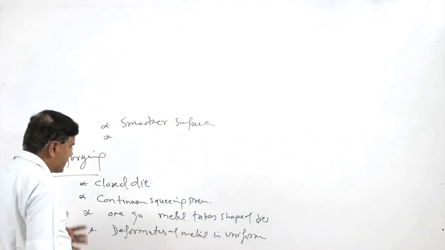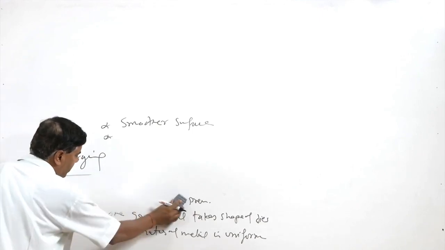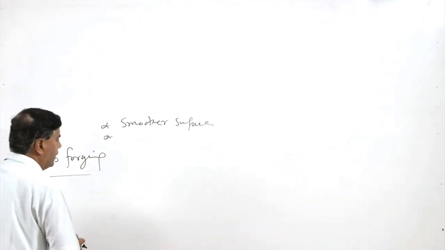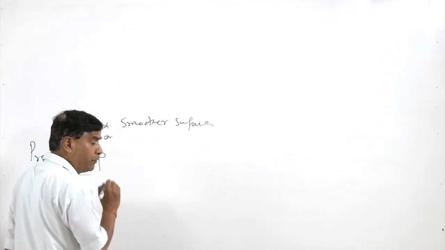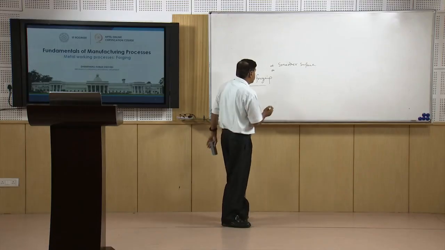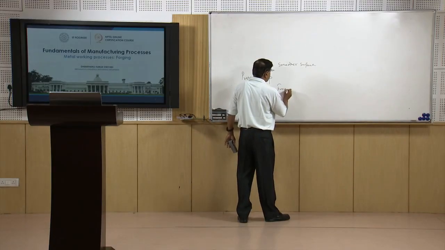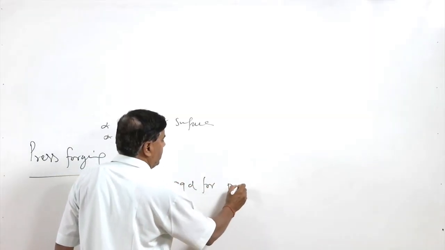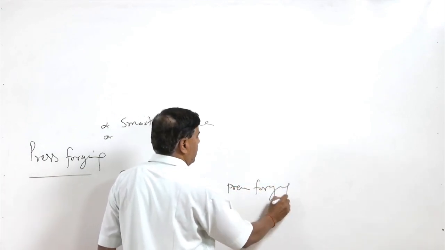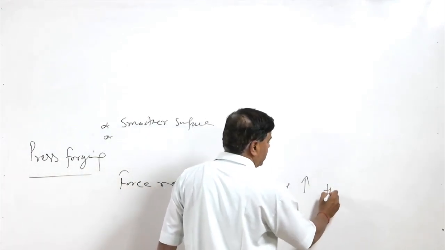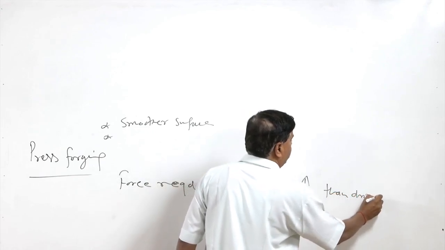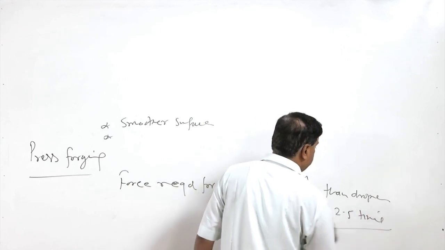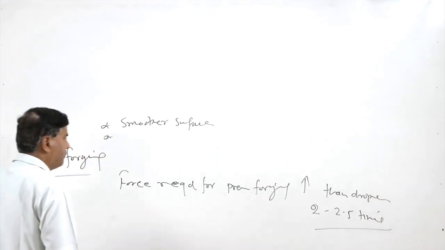Since it applies the squeezing action by increasing the pressure continuously, the force required for press forging is very high. It is higher than for drop forging, sometimes 2 to 2.5 times the press capacity that is needed for drop forging.